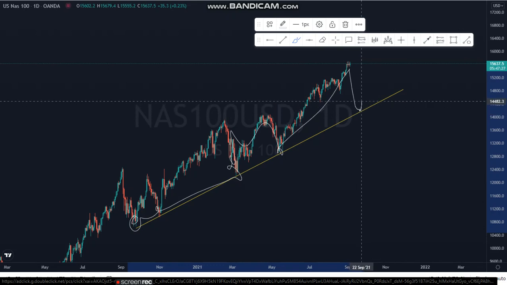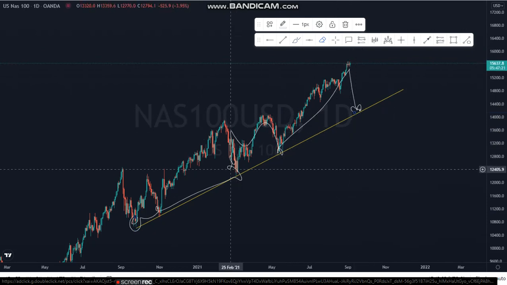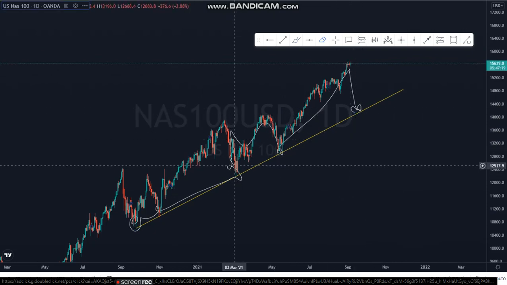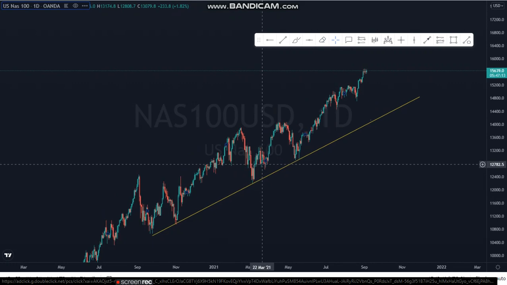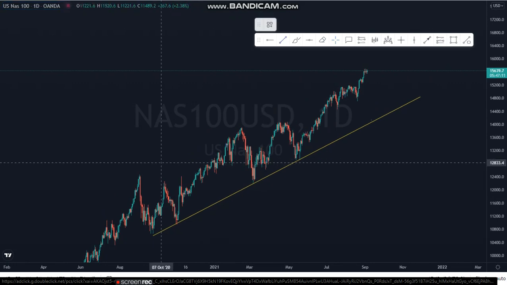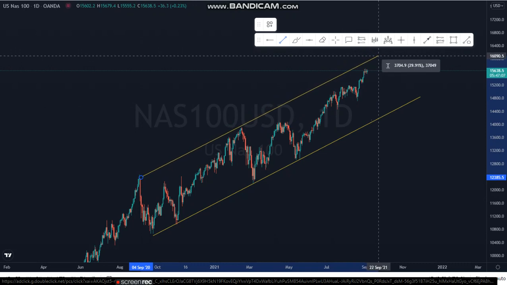So we don't know when that will happen, but according to our analysis based on price action, we can at least predict and have at least that 90% chance of getting our trades right. So I'm going to do the same on top.